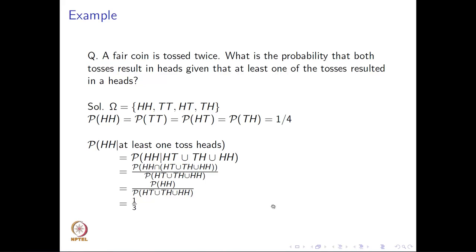As an exercise, try and solve the same problem with the modification that we observe only the first toss coming up heads. That is, we want the probability that both tosses resulted in heads given that the first toss resulted in a heads. Does this change the problem?